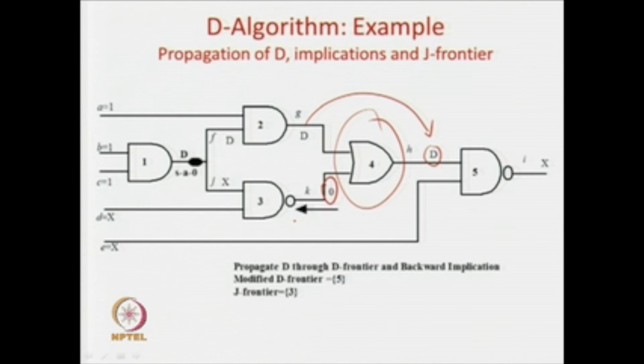You can get it by backward implication, and it is very easy to handle the case and say that you have to apply a 0. So you are just justifying backward for gate number 4 by using the J frontier properties. Now this has been done. Now you can see that the question of gate number 3 and gate number 5 has been propagated.